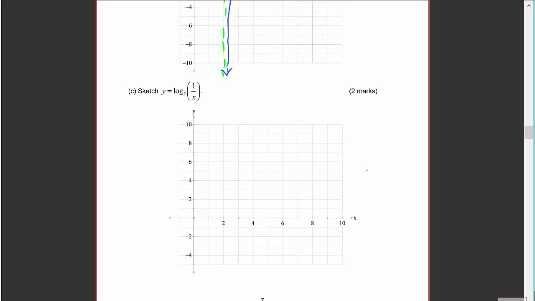And then the last one, well, we need to think about this. This is log to the base 2 of x to the negative 1, which is negative log to the base 2 of x. So it's going to be a reflection in the x-axis. So in other words, it's going to go through 1, 0, but now it's going to be 2, negative 1, 4, negative 2, and 8, negative 3. And it's the positive y-axis that's the asymptote.